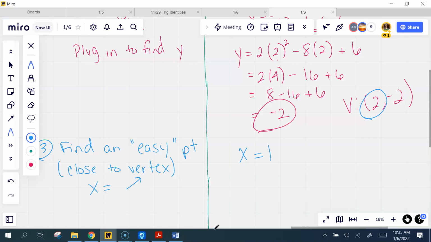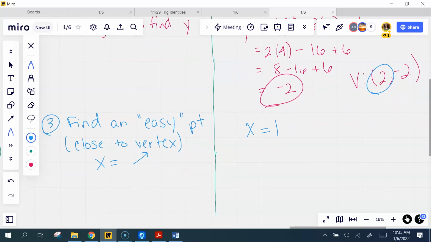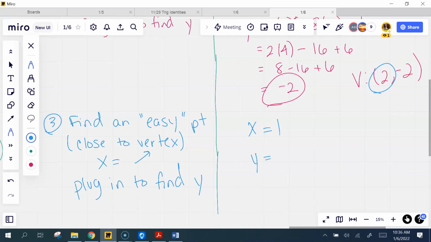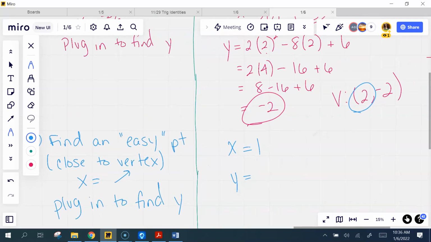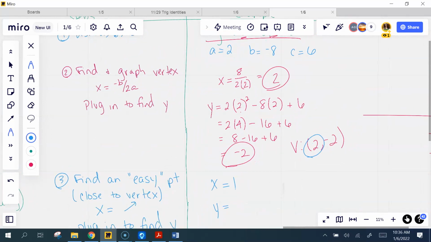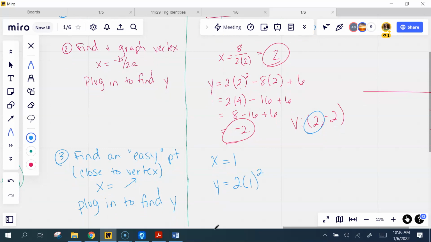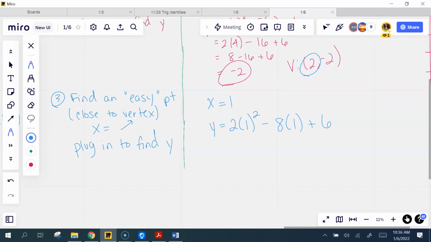Again, when I pick the x, I have to find the y that goes with it. And to do that, I have to do what? Plug it back in. What am I plugging back into? The original equation. I'm always going back to that original equation. So this time y equals 2 times 1 squared minus 8 times 1 plus 6. Exponents first, so 1 squared is 1, times 2 is 2, minus 8 plus 6.